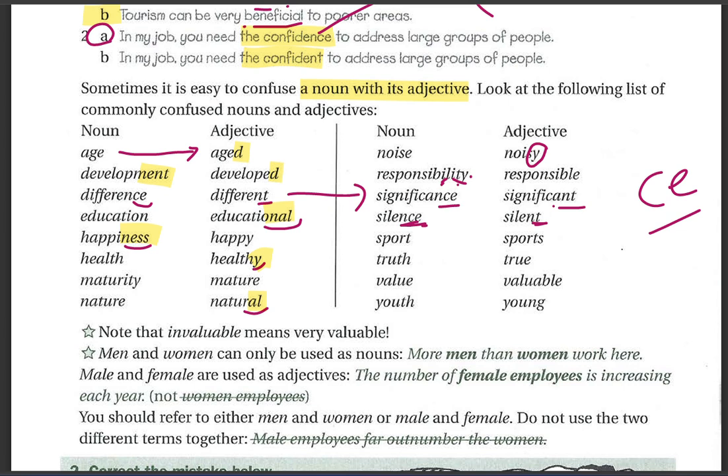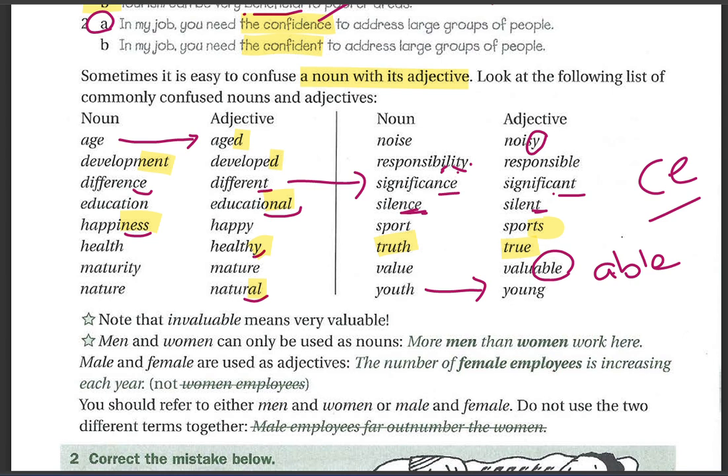Sport, noun; sports, adjective. So look at here, by just adding s. In here, this s doesn't mean plural. It's the adjective. Be careful about this. Truth, noun; true, the adjective. Value, noun; valuable. Adding -able makes that an adjective. And the last one, youth and young. Totally irregular.